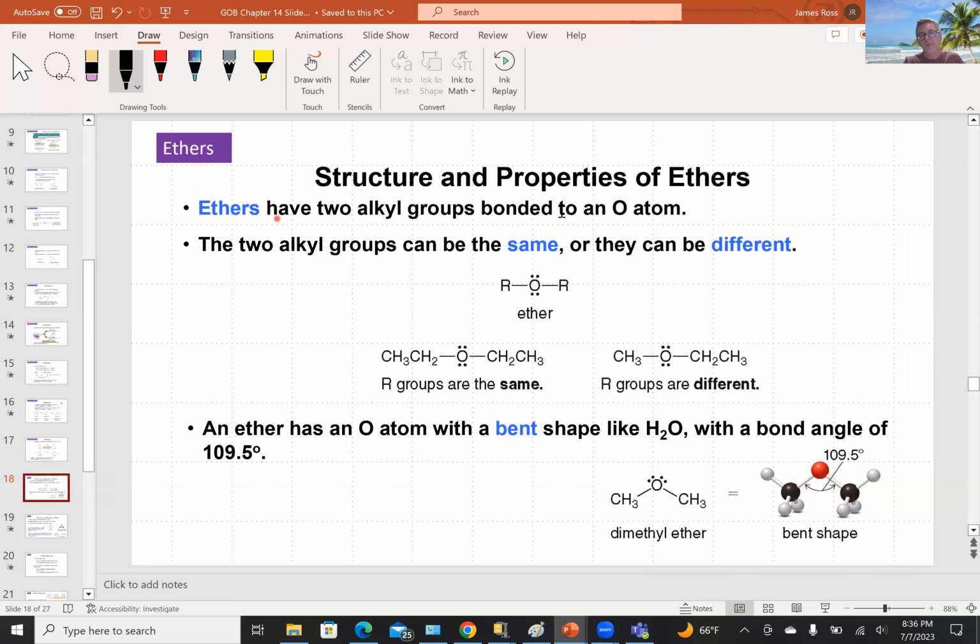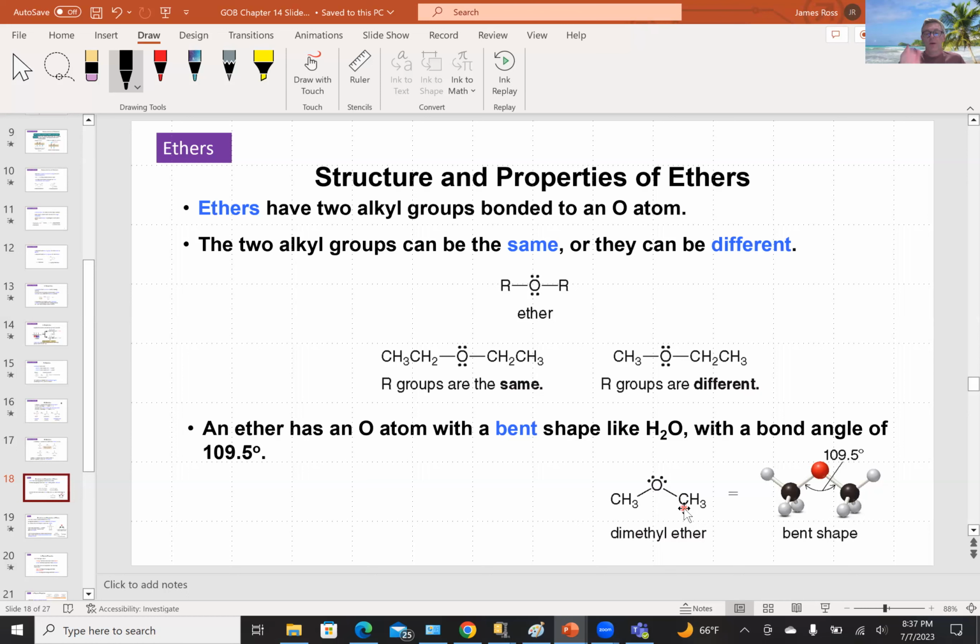Okay, ethers. Ethers, we said, are oxygens with two single bonds to other carbons. The R groups can be the same, as in diethyl ether. The R groups can be different, as in ethyl methyl ether. Similar to alcohols, because we have an oxygen with two single bonds, we have this bent structure.